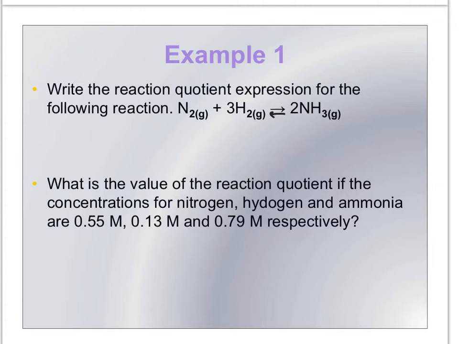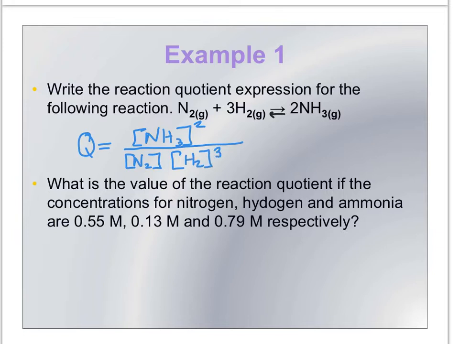So reaction quotient is Q, capital Q. It is equal to the concentration of the products. So we only have one product here, which is the ammonia. So the concentration of the ammonia raised to its coefficient, so raised to the second power, divided by the concentration of the reactant. So my first reactant is N2. Its coefficient is just 1, so you don't have to put it in there, times the concentration of my second reactant, which is H2, raised to its coefficient, so to the third power. So that would be my reaction quotient expression that I'm looking for.